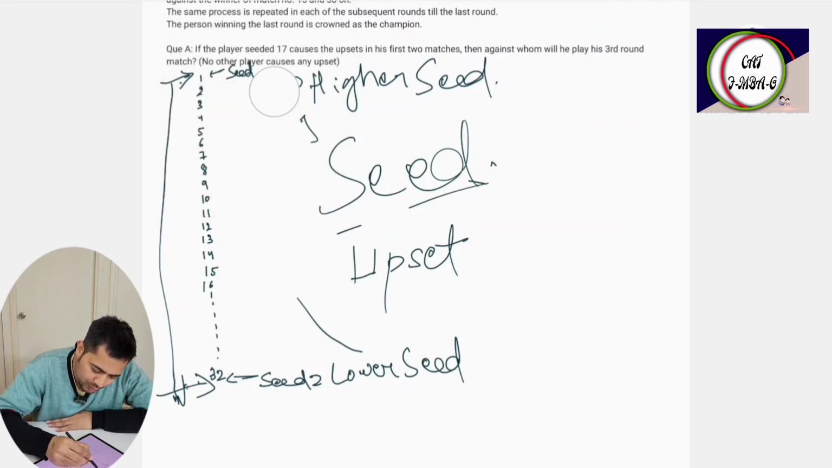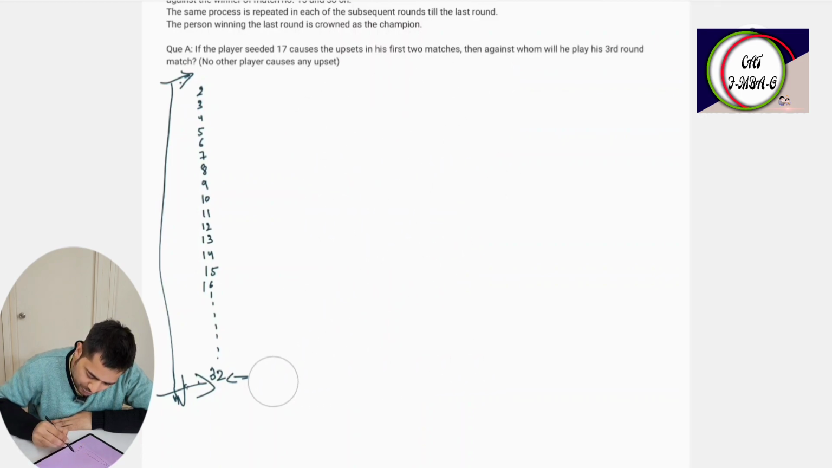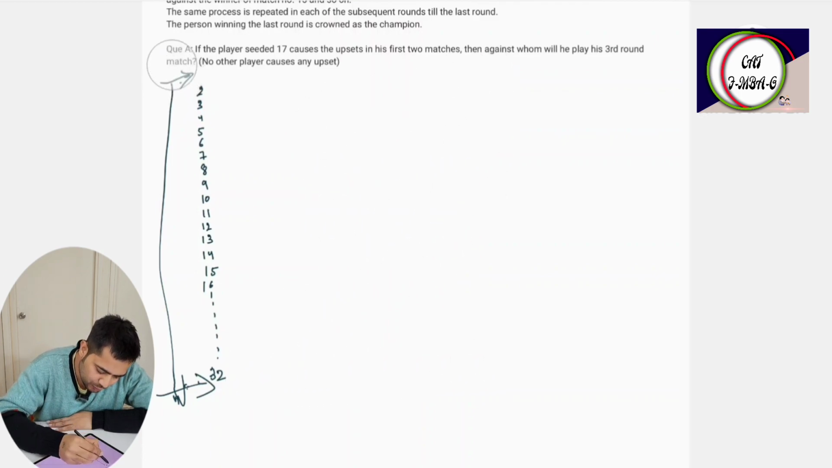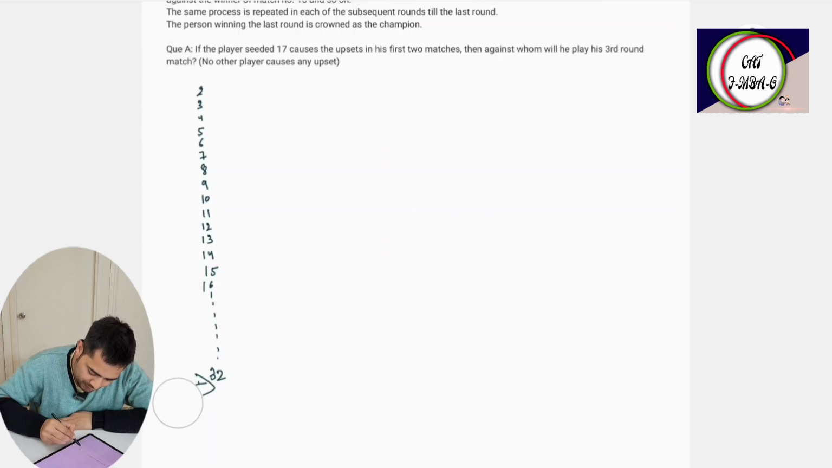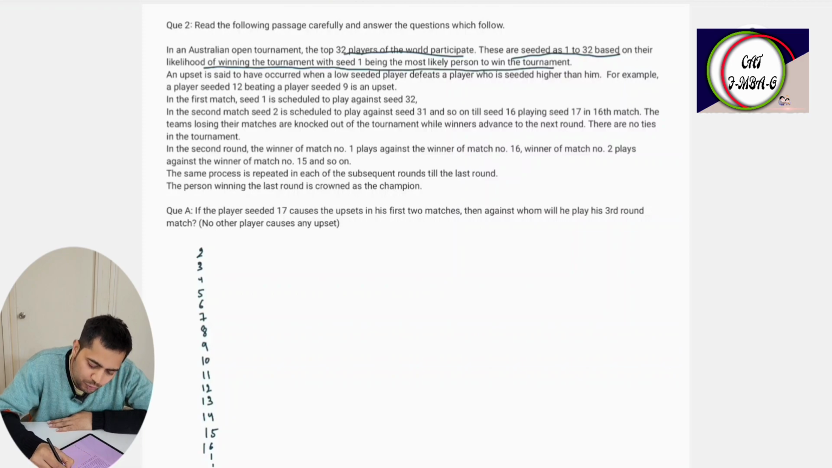And how is the tournament set? Generally, the conditions are given; if you read this set also, you will be able to identify them. It is given that there are seeds, seeded as seed 1 to 32 based on their likelihood of winning the tournament, with seed 1 being the most likely person to win the tournament. So it is the higher seed. An upset is said to have occurred when a lower seeded player defeats a player who is seeded higher than him.